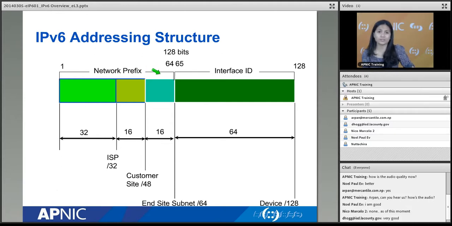So that means that if all of your customers are assigned a /48, a single ISP with a /32 block can have 2^16 possible customers, okay, which is this size difference here. All right, so is this clear to everyone?